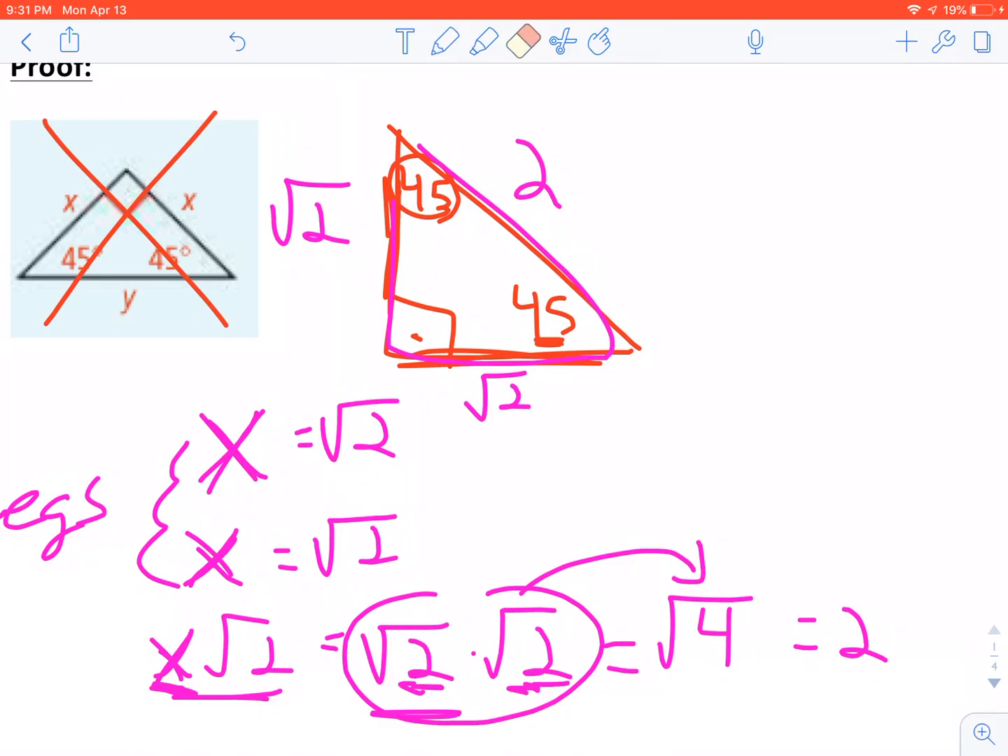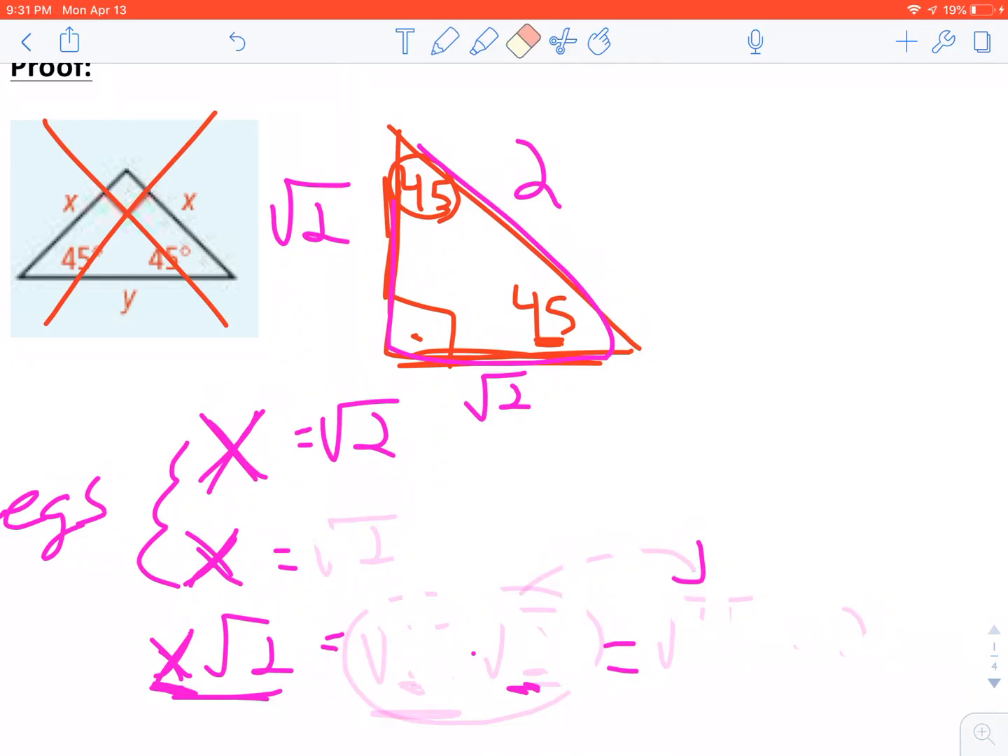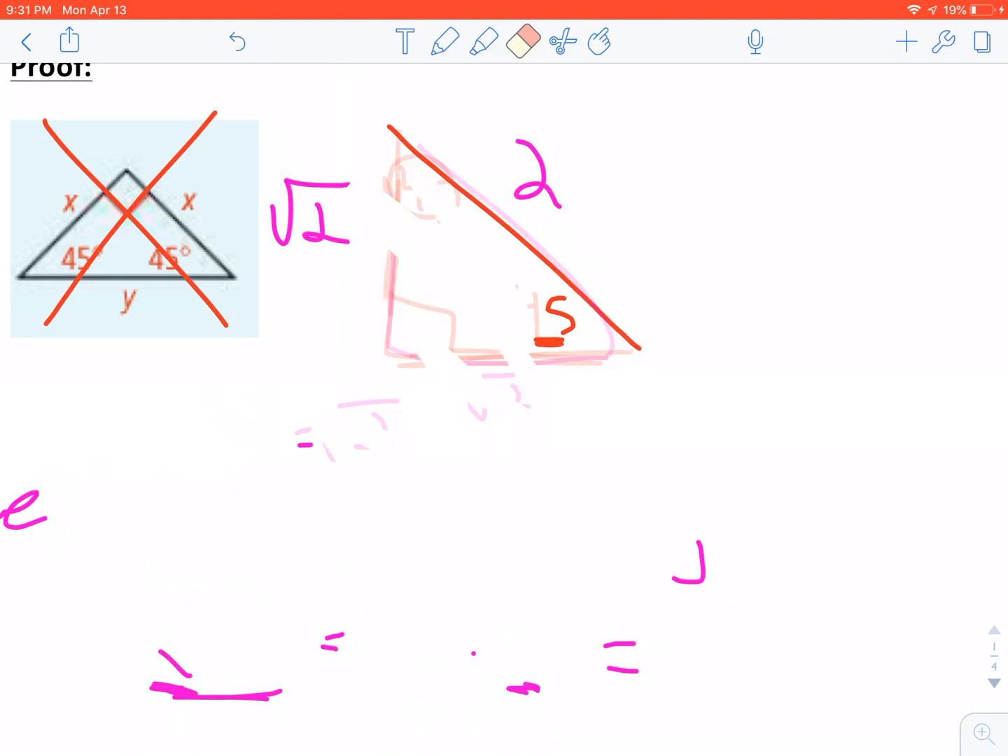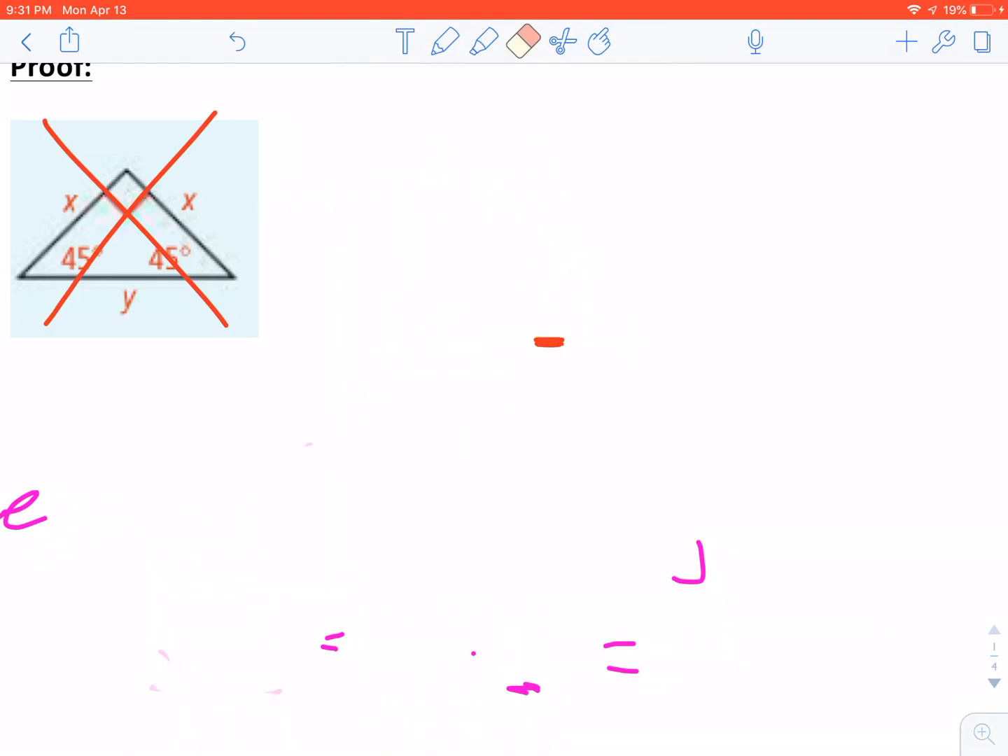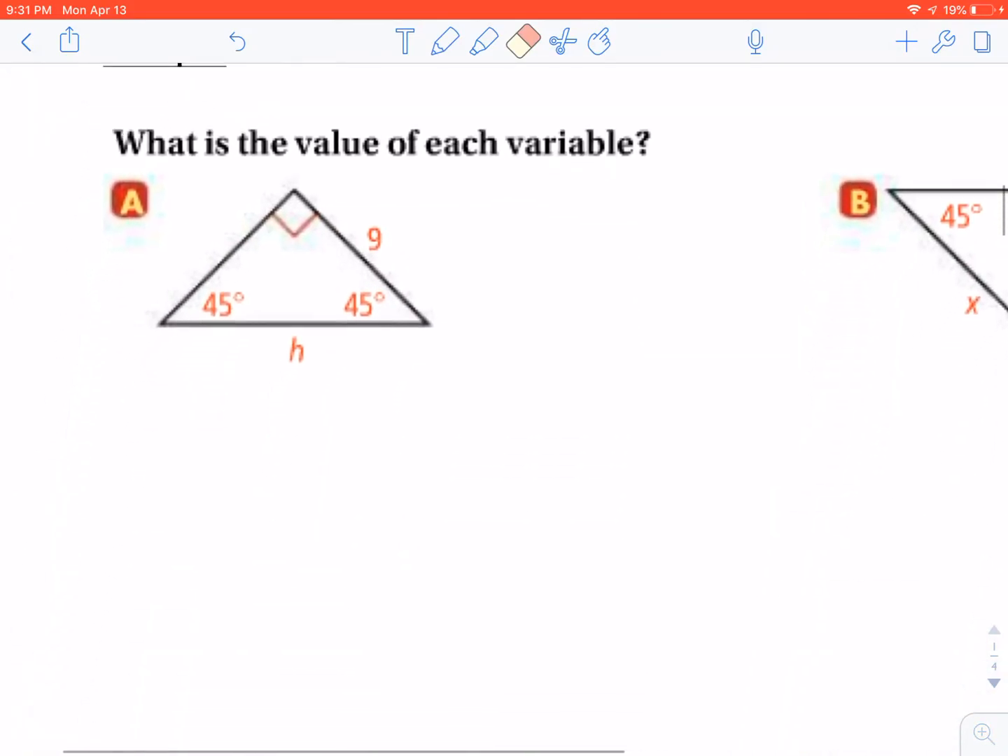Okay? So those are our off-script examples, something that you're going to see here on your homework and on down the road in the notes here. So let's take a look at your first actual example.